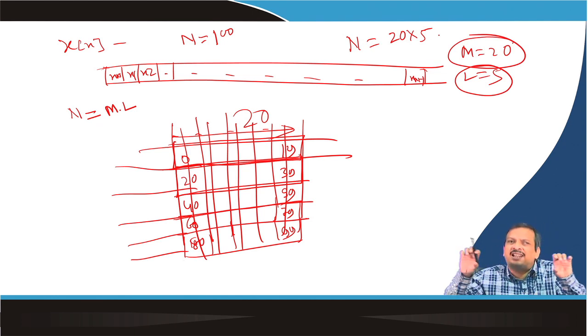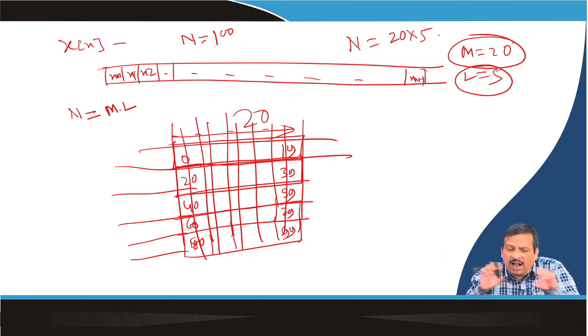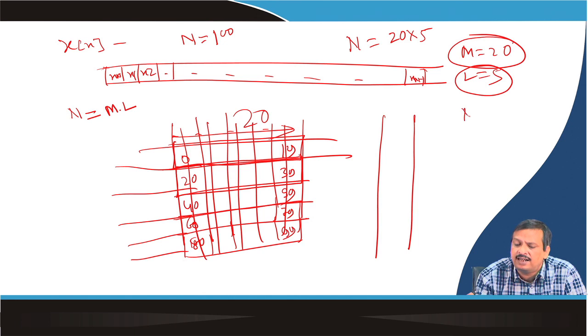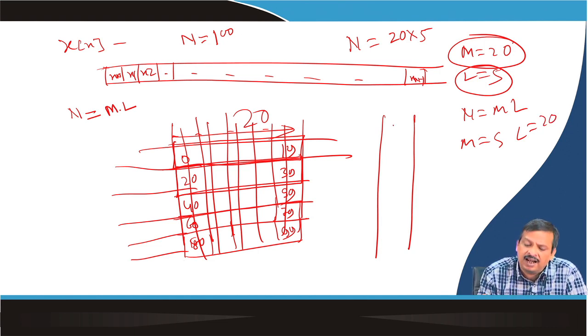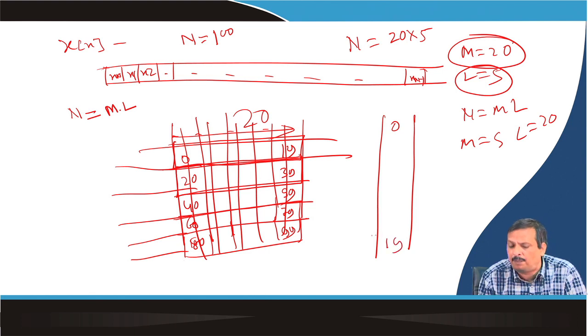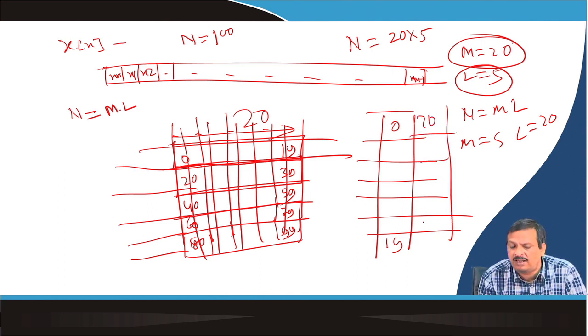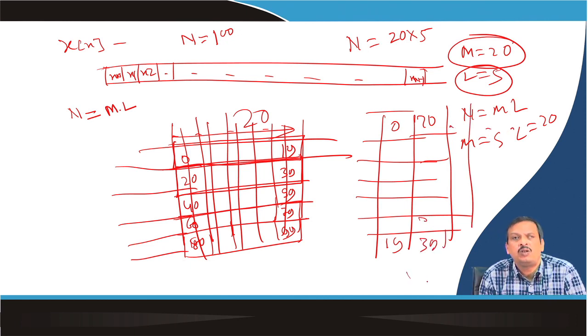When I store the data row wise, the same thing can be done column wise also. I said I will store the data column wise. So now M is equal to 5, L is equal to 20. So I can say 0 to 19 samples will be stored in the first column, and then 20 to 39 samples will be stored in the second column, that way. So how many columns will be there? 5 columns will be there.